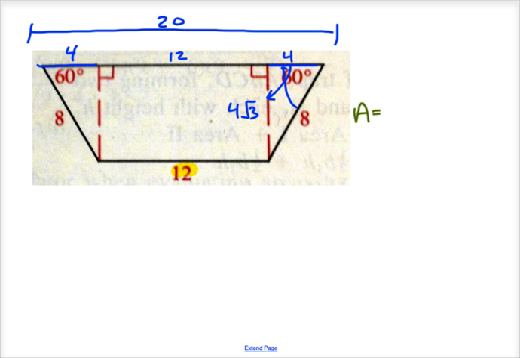Well, the average of the bases is the average of a 20 and a 12. And the average of a 20 and a 12, which is really finding my median. Add them up and divide by 2. Add them up is 32, half of that is 16. So my average base is 16 times my height of 4 square roots of 3. So all I can do is multiply the 16 times the 4, which is 64, and the square root of 3 isn't going to change.